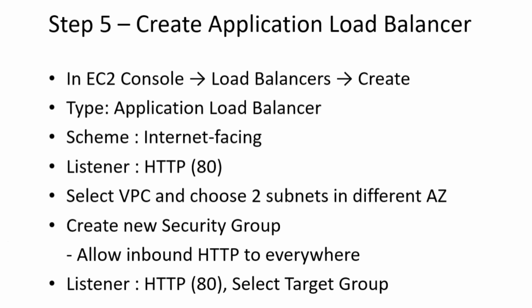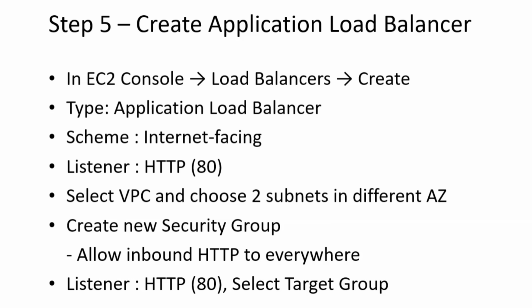After creating the target group and registering our EC2 instances, the next step is to set up the application load balancer that will distribute traffic to them. In the EC2 console, go to Load Balancers and choose Create Load Balancer. Select Application Load Balancer as the type, since it operates at the application layer and provides intelligent request routing. Set the scheme to internet-facing, so the load balancer is reachable from outside the VPC.